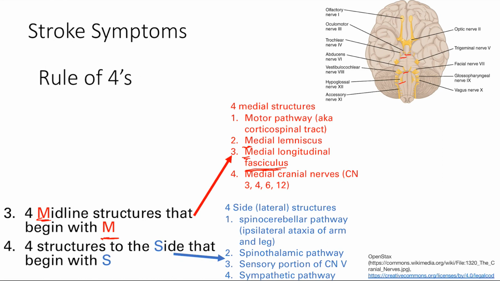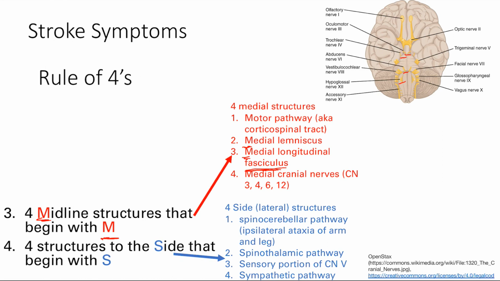Next, there are 4 structures to the side that begin with S. The side means lateral structures. We talked about the medial structures, now we're talking about the lateral structures. They all start with S. There's the spinocerebellar pathway, which can cause ataxia of the arm and leg on the same side if it's damaged. And then the spinothalamic pathway, the sensory portion of cranial nerve 5, and the sympathetic pathways. All of these structures are in the lateral portions of the brainstem. Please memorize these rule of 4's.